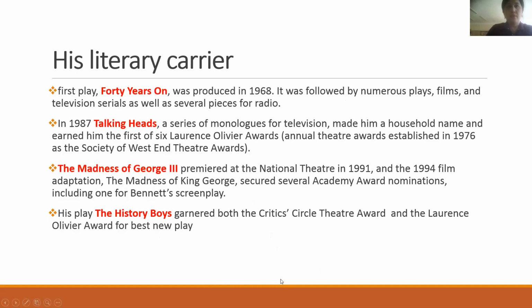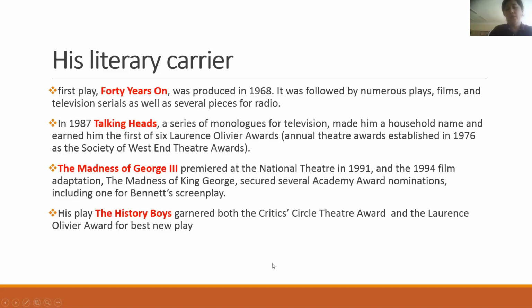In 1987, he wrote a series of monologues for TV called Talking Heads, which made him a household name. After some time, he earned his first of six Laurence Olivier Awards. This award was established in 1976 as a theater award, conducted annually, and he got his first award at these awards.